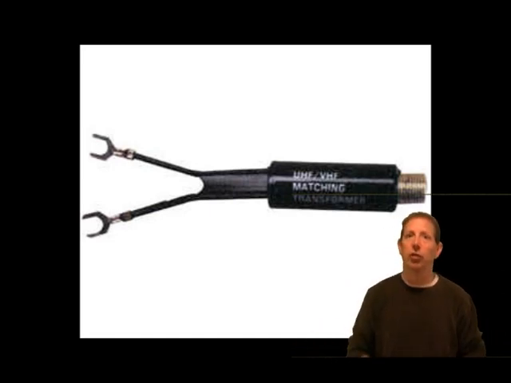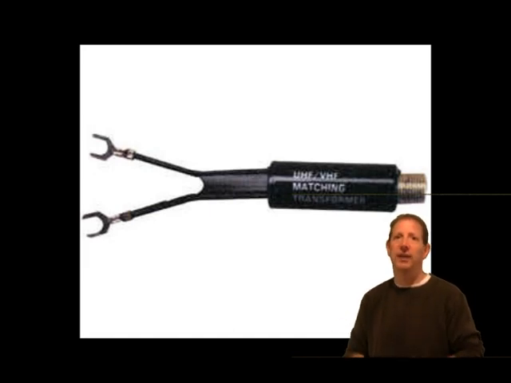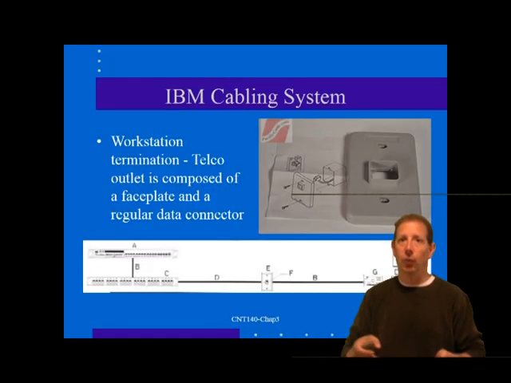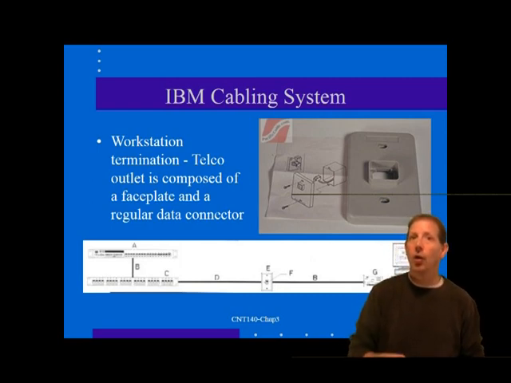So the workstation's token ring interface is 150 ohms, as is the STP station cable. At the wiring closet end, many MSAUs are equipped with data connector ports and use an ordinary data connector patch cable.